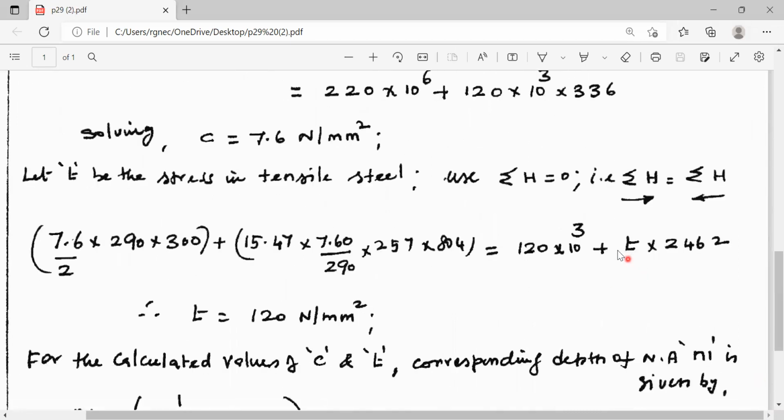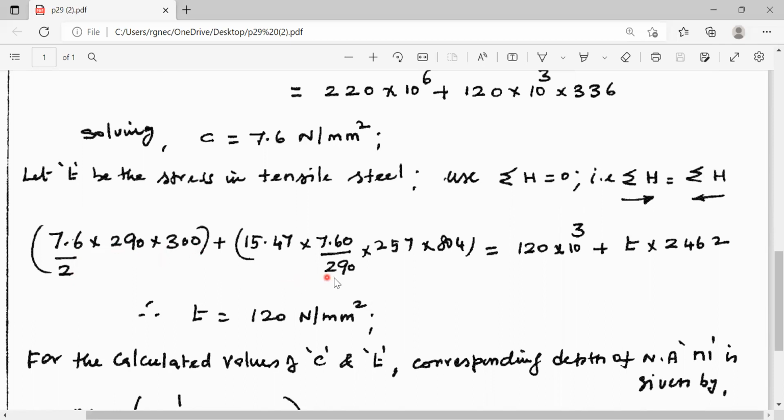Now, this is the stress in tension reinforcement multiplied by the area of reinforcement in tension. This is the total tension, acting towards right. This is the external compression, 120 kilonewton, acting towards right. Now, the compression offered by concrete, C by 2 into the neutral axis into the breadth of the section. This is the total value of C acting towards left.